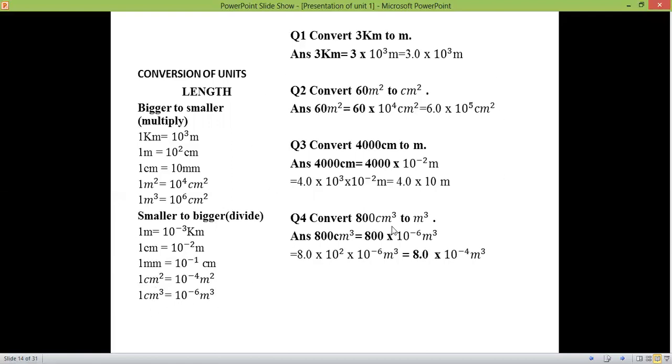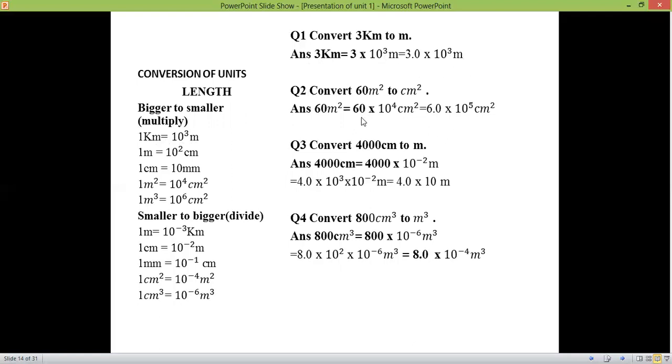Now we have to discuss some examples of conversion of unit. For example, we have to convert 3 kilometer to meter. 3 kilometer in the next step will be replaced by its equivalent relation in meter. 1 kilometer is equal to 10 power 3 meter. So in the next step, instead of kilometer, what will be written? 10 power 3 meter. So the final answer becomes, in standard form, 3.0 into 10 to the power 3 meter.